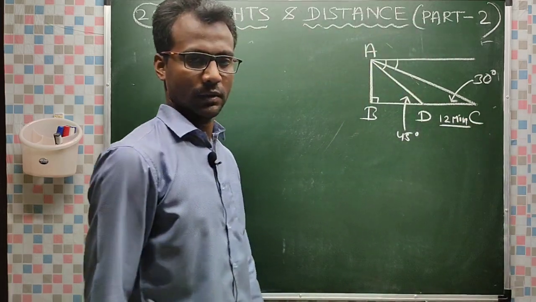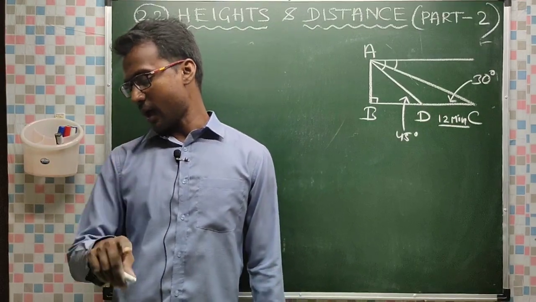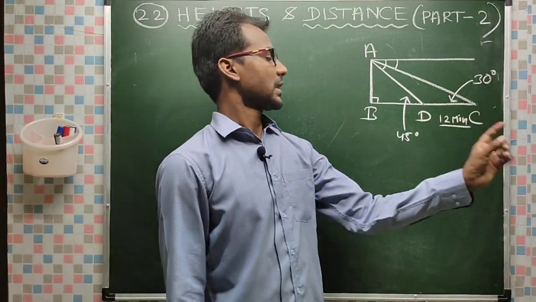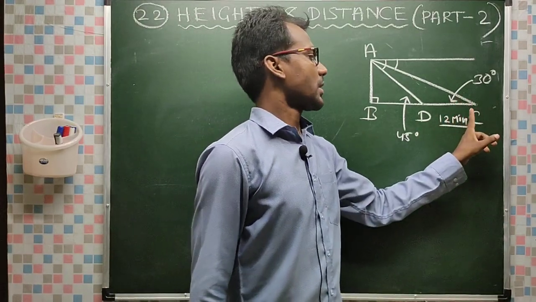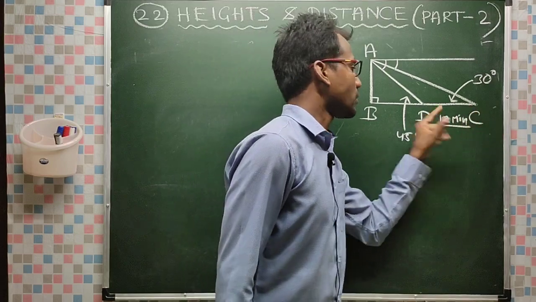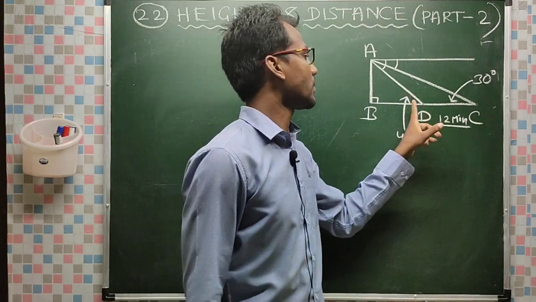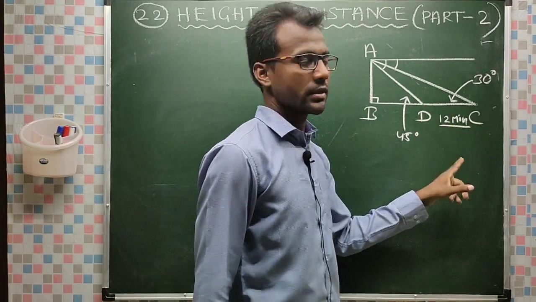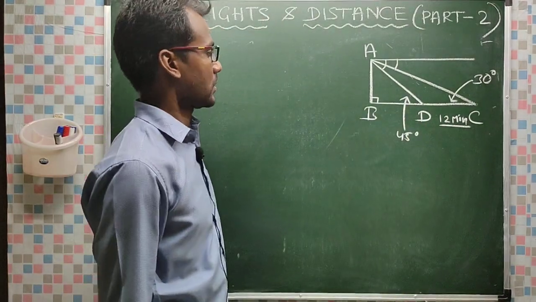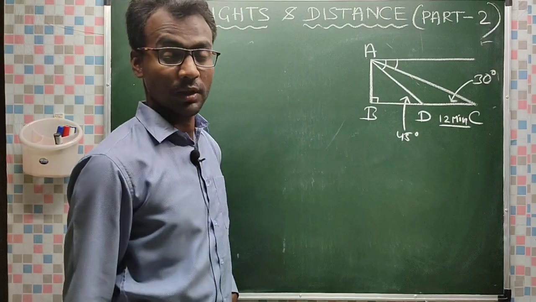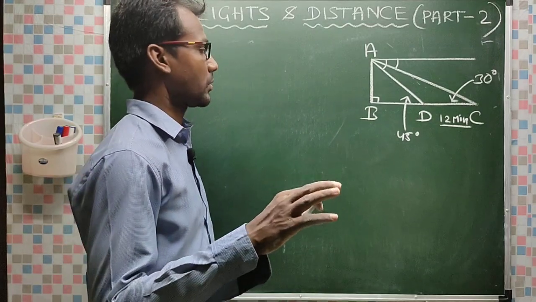It has been asked, how soon after this will the car reach the observation tower? Means, if the car is moving at a uniform speed towards the tower, if the car took 12 minutes to move from C to D, then after this point, how much extra time will the car take to reach B? C to D 12 minutes, D to B how much? So we need time. Time is equal to distance by speed. So you have to find distance, then you have to find speed. Then only you can find the time.